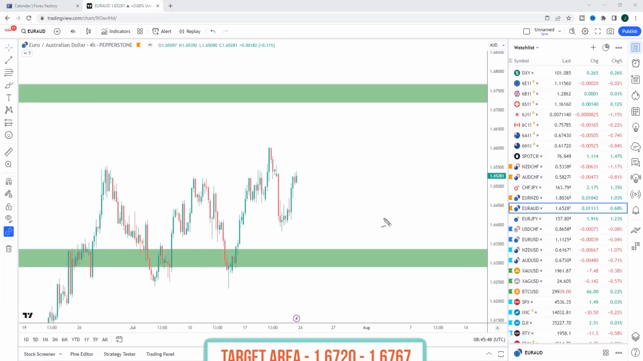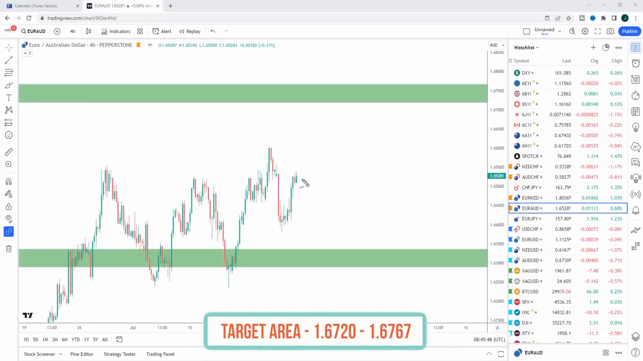Next is EurAusd. Now I can either be long or do nothing in EurAusd next week. Selling this market is not an option for me. So what I'd like to see is a pullback towards the 1.630 area, and any pullback would be viewed as the opportunity to look for a reversal into the 1.6750 area.